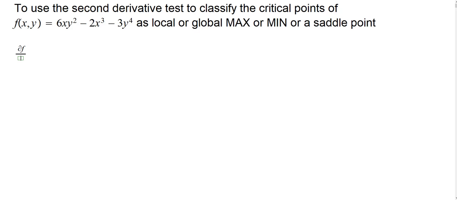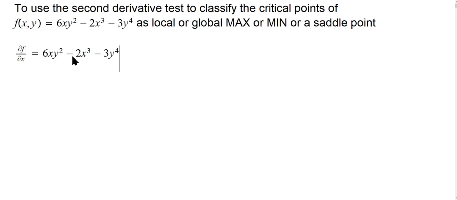Critical points are the points where the first partial derivatives with respect to x and y are equal to 0. Each of them has to be 0 or they don't exist. All right, so first let's go for the partial derivative with respect to x.